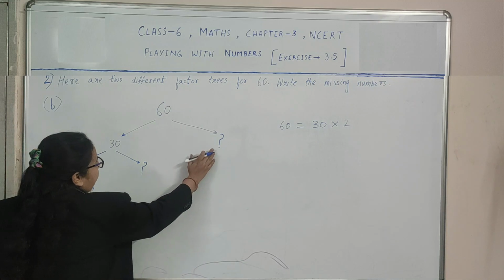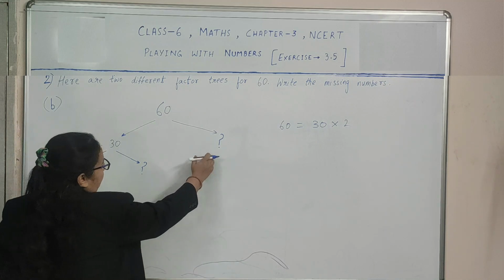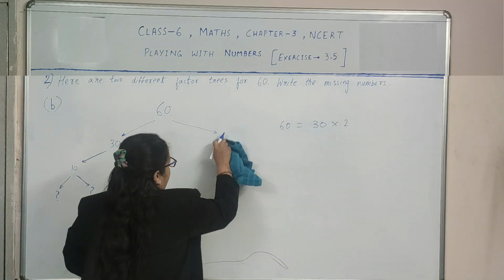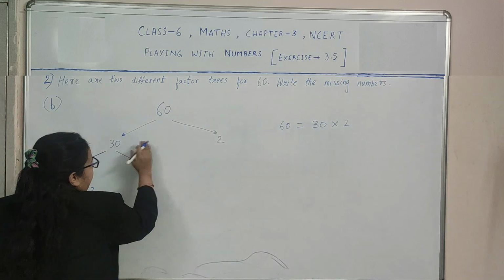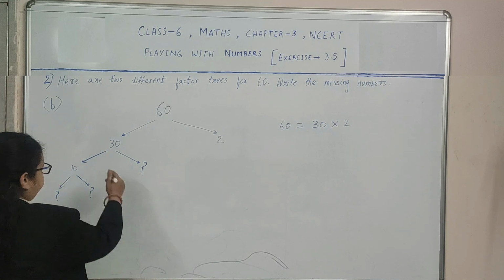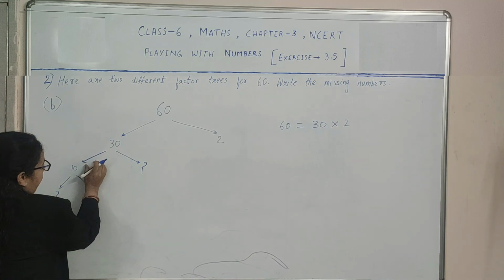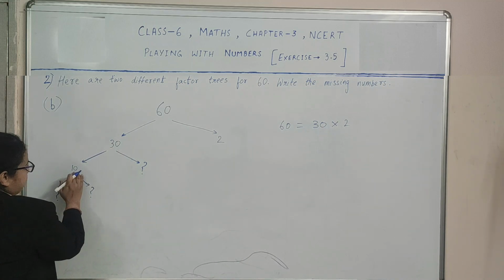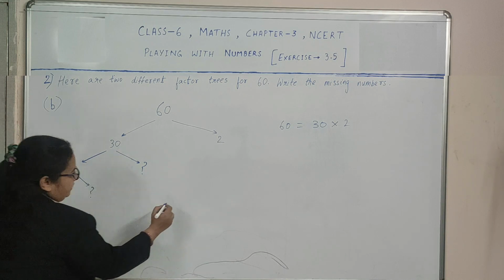So here we will have 2. Okay, so I will write 2 here. 60 is split into two parts, 30 and 2. This is the factor pair of 60. Now, this 30 is split again into two parts. One is 10 and the other one is missing.